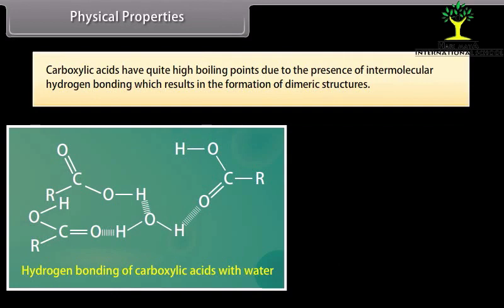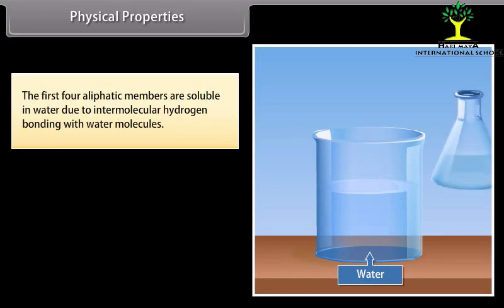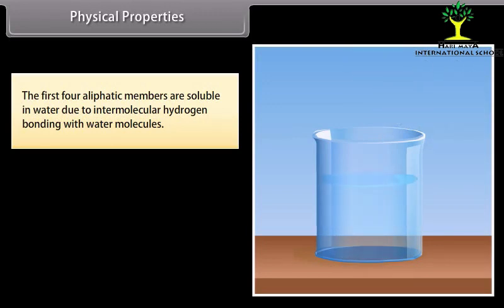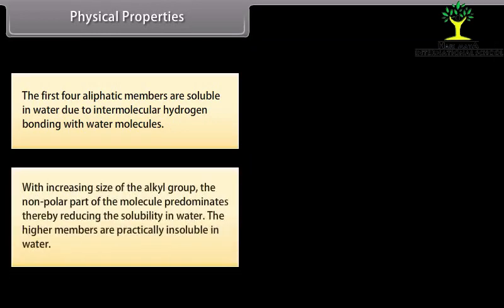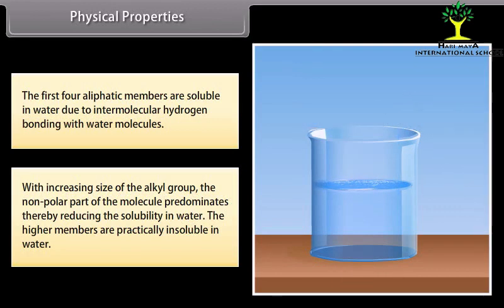Carboxylic acids have quite high boiling points due to the presence of intermolecular hydrogen bonding, which results in the formation of dimeric structures. The first 4 aliphatic members are soluble in water due to intermolecular hydrogen bonding with water molecules. With increasing size of the alkyl group, the non-polar part of the molecule predominates, thereby reducing the solubility in water. The higher members are practically insoluble in water.